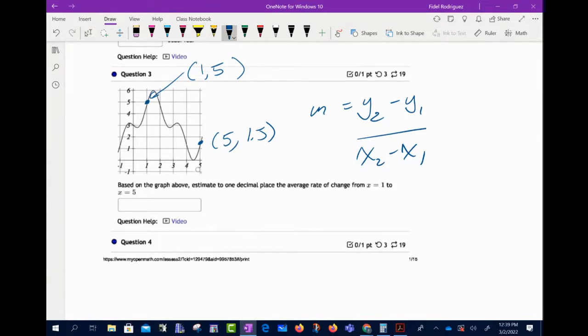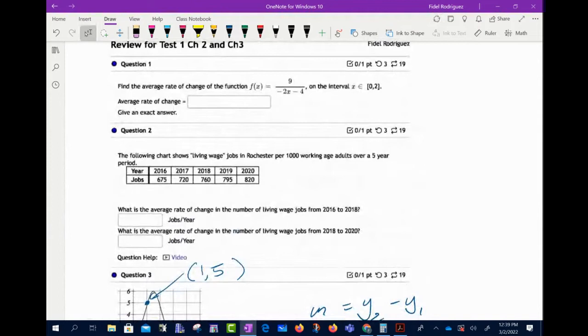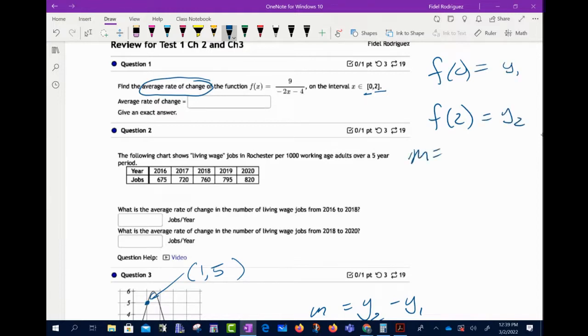Let me ask you a question, guys. Wouldn't I do the same thing for problems 1 and 2? Because what is it asking me to find? It's asking me to find the average rate of change, right? So aren't I really finding the slope for number 1 and number 2? And in number 1, the two numbers I'm going to plug in are 0, and the other number would be 2. So we're going to figure out what f of 0 is. We're going to find out what f of 2 is. Whatever values we get, I'm going to call this y1 and this y2. And then again, we'll use our slope formula, right? y2 minus y1 over, I'll give you a hint, 2 minus 0.